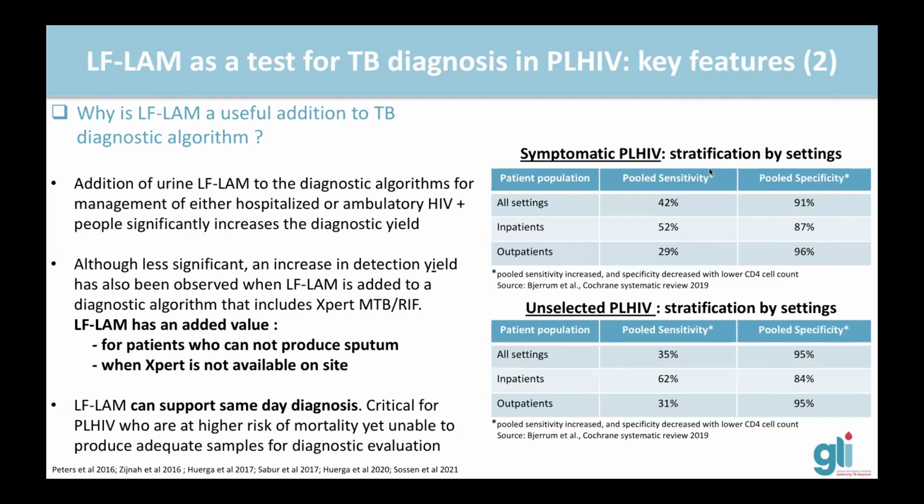As you can see, there is variability whether the test is used in populations that are presenting at the inpatient settings versus outpatients, with the sensitivity being higher in the inpatient settings. And last but not least, the evidence also shows that the performance of lateral flow LAM varies depending on CD4 count, with the pooled sensitivity increasing and the specificity decreasing with a decreasing CD4 count.